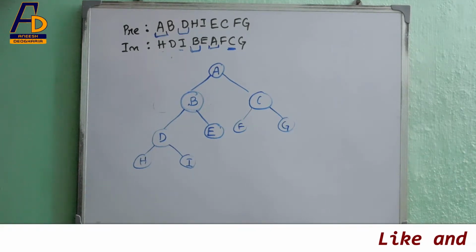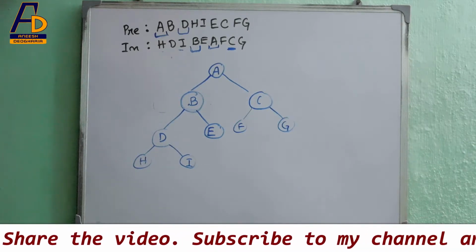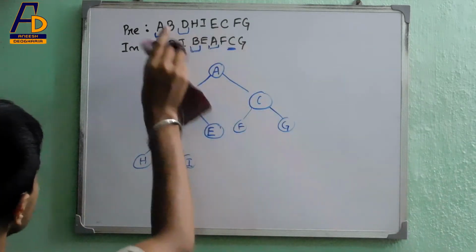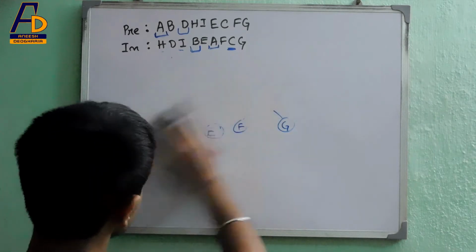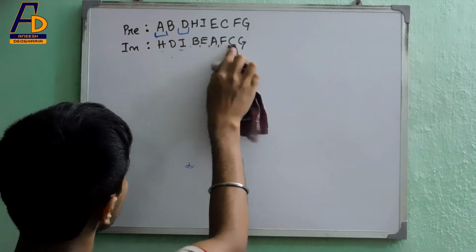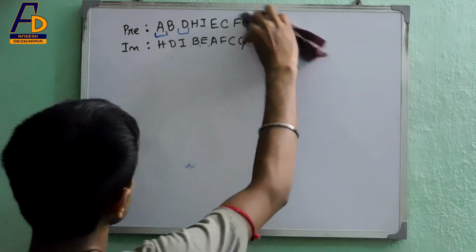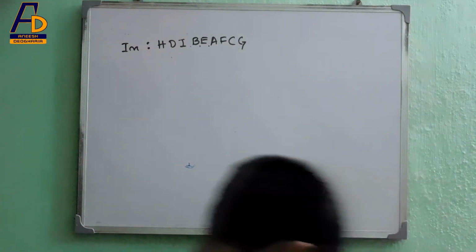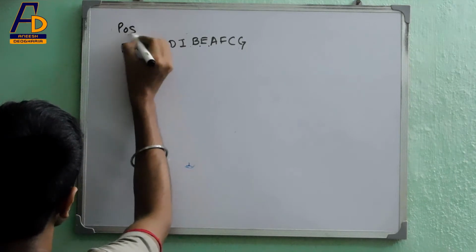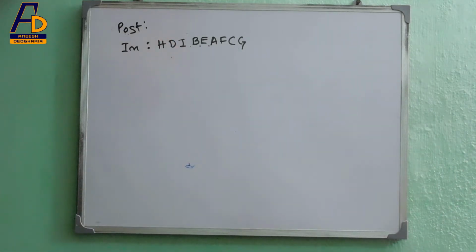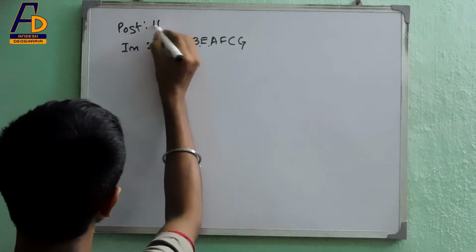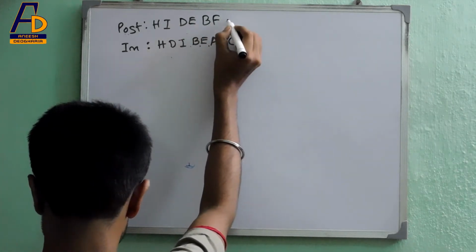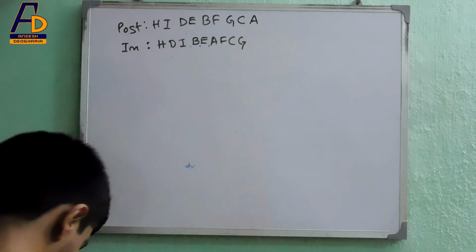Now let's see how you can construct a binary tree from the given post-order and in-order traversals. So the in-order remains the same. Just this will be replaced by the post order. Now for the post order, it's H, I, D, E, B, F, G, C, A. Okay.